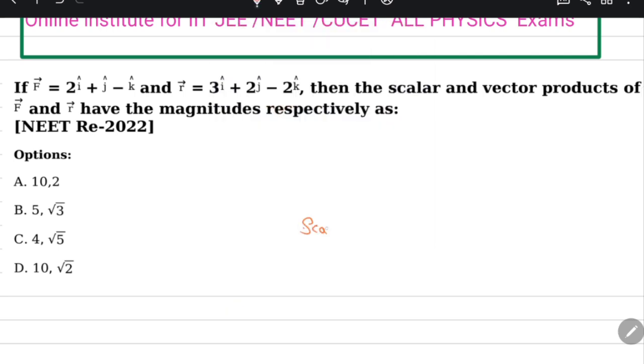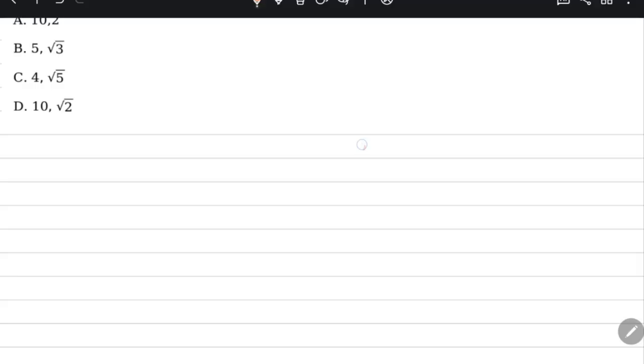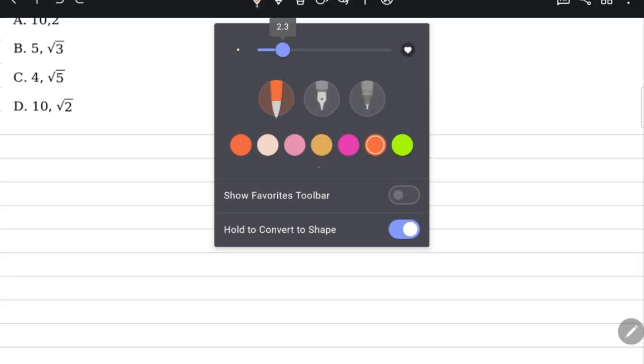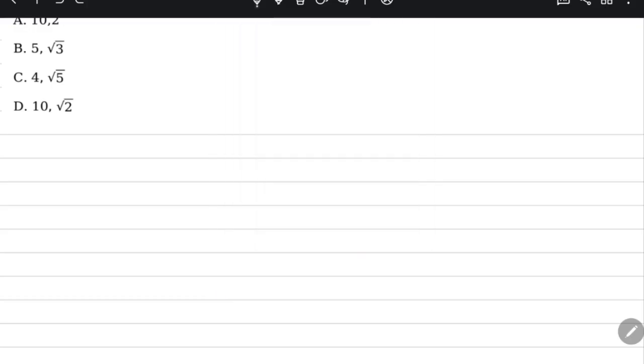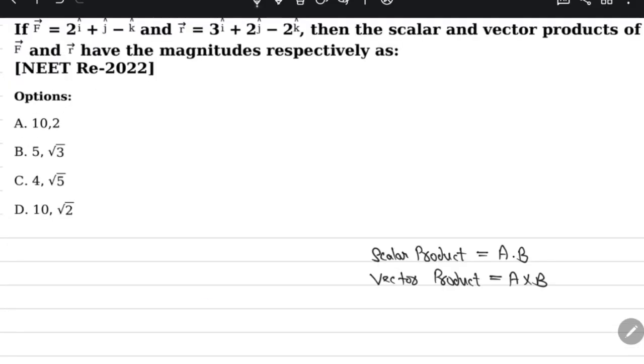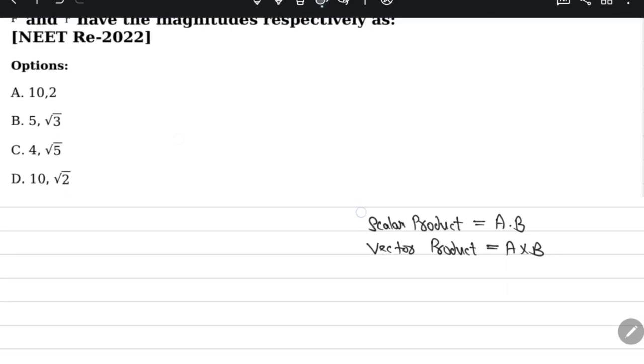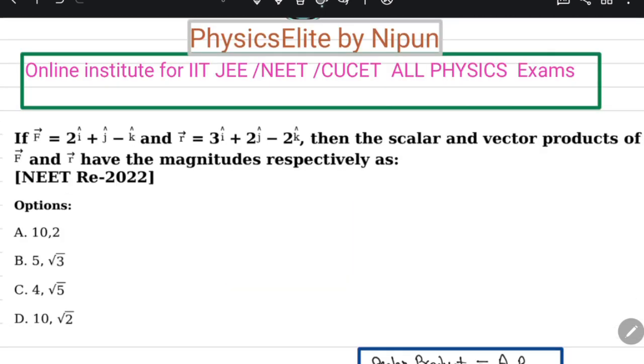Let me explain. Scalar product is basically A dot B. Vector product, you also know, is just a cross product, that is A cross B. So in this question, this is the key point to solve this.